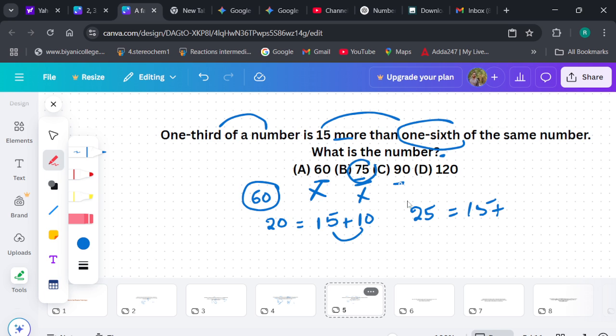Okay, now one third is 30. 30 is equal to 15 plus one sixth of that number. One sixth of that number is 15. So 30 is equal to 30 now. So my answer is 90. Okay, see how easy it is. But then you should have that speed, and that understanding to solve these kind of questions.